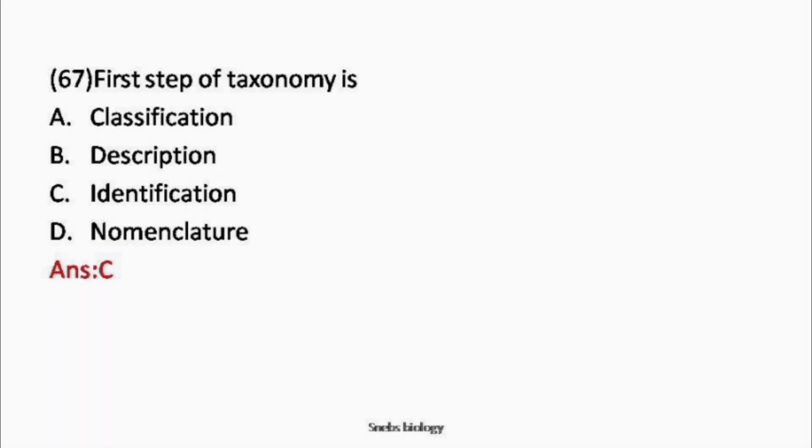First step of taxonomy is option A classification, option B description, option C identification, and option D nomenclature. So the correct answer is option C, identification. So the first step of taxonomy is identification of the species.